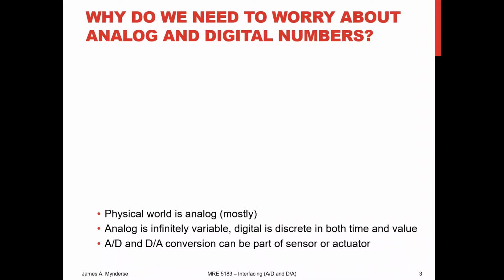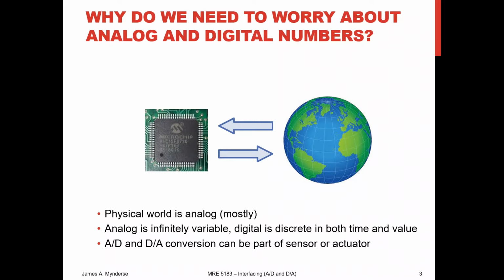So why do we care about analog and digital numbers? Well, the physical world, the world that our systems are interacting with, is mostly analog. But we know, of course, that our mechatronic systems are going to be implemented using some sort of microcontroller, which is going to be digital. And so we need to be able to have some sort of connection between our digital controller and our analog world. And in order to do that, we're going to be able to convert values back and forth.